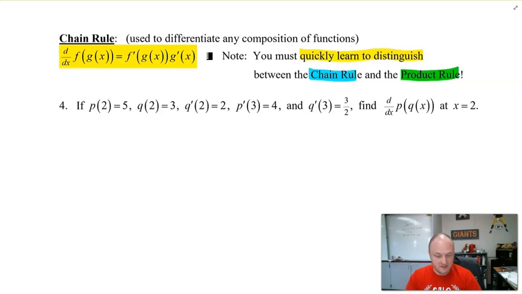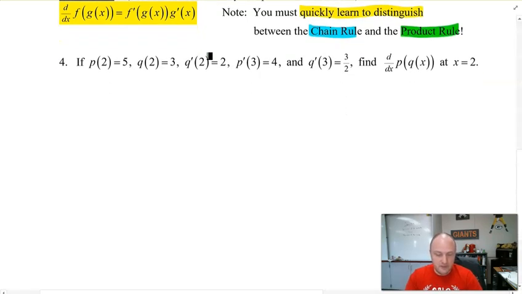So let's go ahead and look at this example. If p of 2 is equal to 5, and q of 2 is equal to 3, and q prime of 2 is equal to 2, and p prime of 3 is equal to 4, and q prime of 3 is equal to 3/2, find the derivative of p of q of x at x equals 2. So I kind of hate these problems. They give you all this junk in the beginning that doesn't really mean anything to you, but you're going to have to use it. The real part of this problem is here. They want us to find the derivative of this composition.